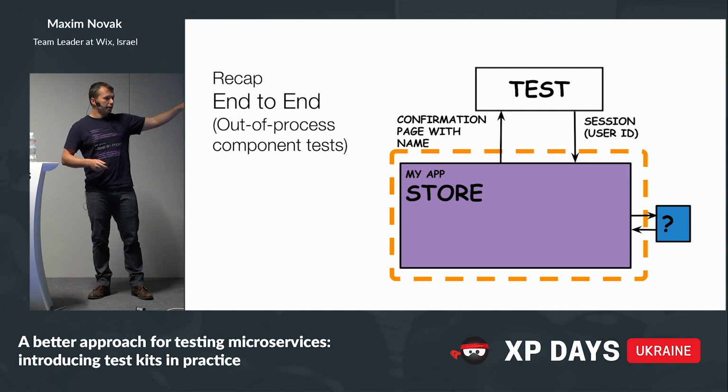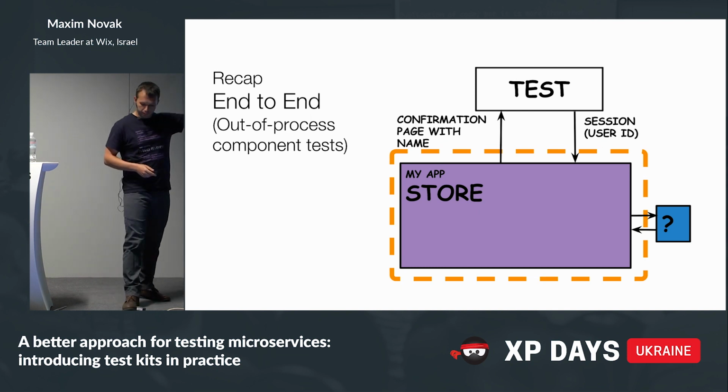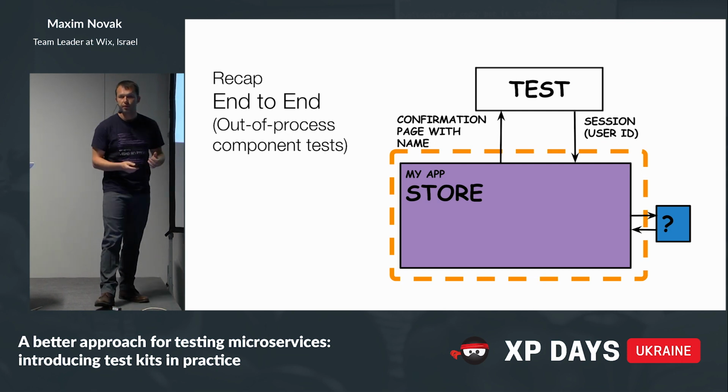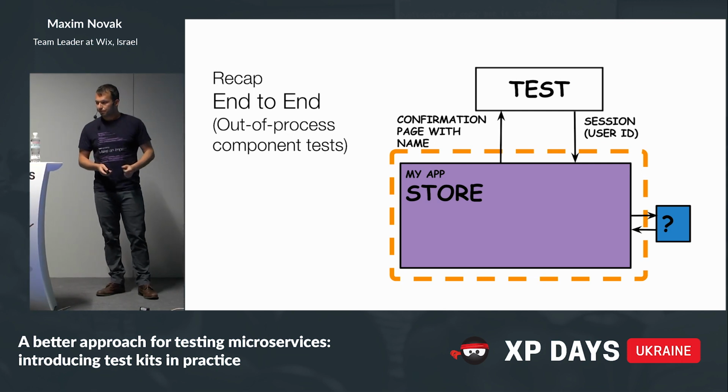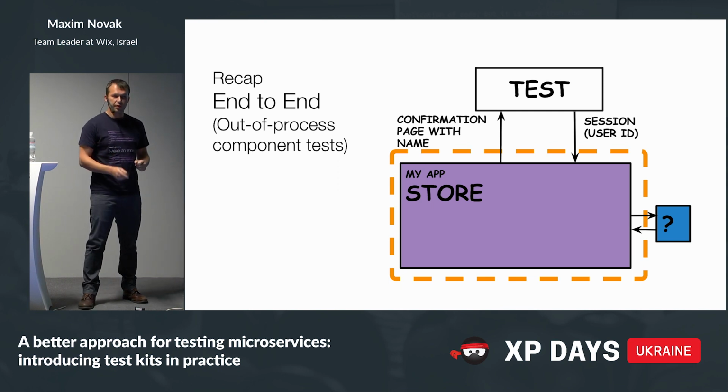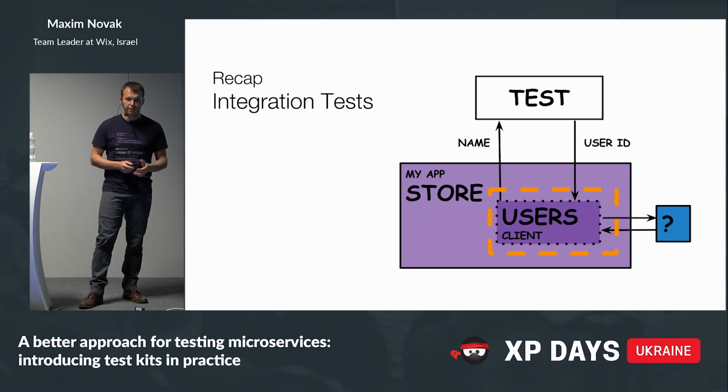And of course, the blue box should be the user server there, but we can't run it because it's a different service. Okay, so that's one type of test that we're going to discuss today. The other type is the integration test.